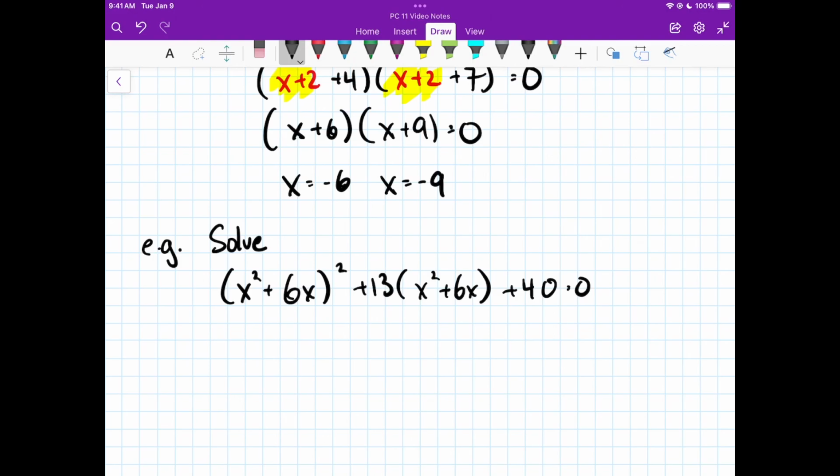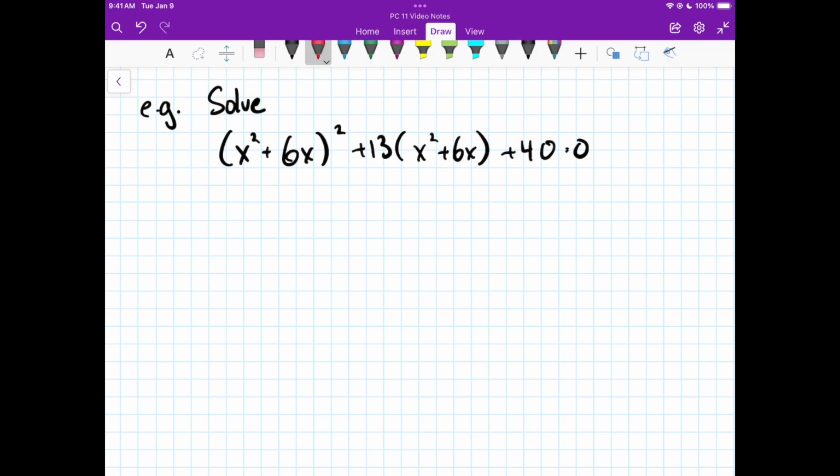So if you look at this, if you were to square out that first set of brackets, you'd end up with an x to the power of 4, which again, you're going to have no idea how to handle. So go ahead, pause here, and see what you can make of this one. I'll tell you right now, you're going to end up with lots of solutions.